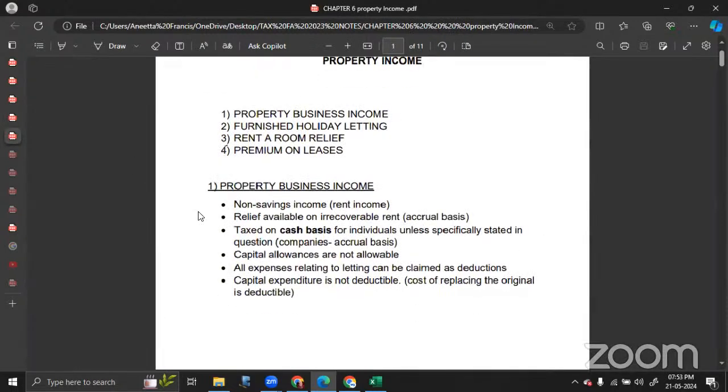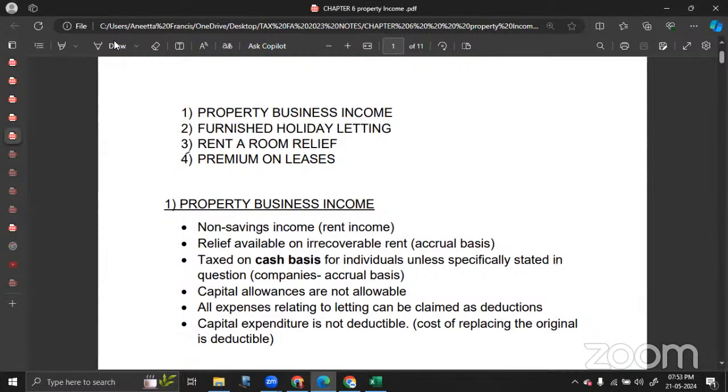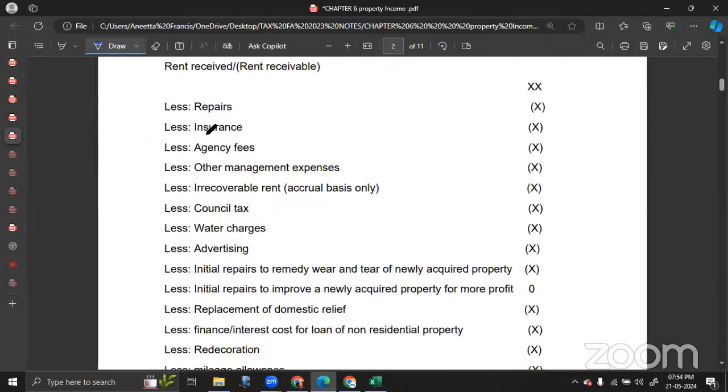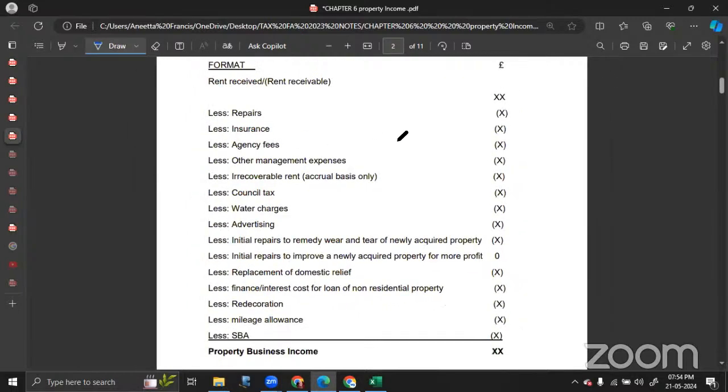Let me quickly go to property income. There are 4 types of property income. Normally tested for examination is property business income, rent-a-room relief, and premium on lease. Property business income, this is a normal format. The one thing that you have to keep in mind is there is something known as replacement of domestic items relief. This applies to equipment, appliances, kitchenware, sofas, and furniture.